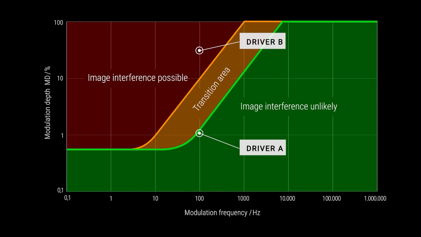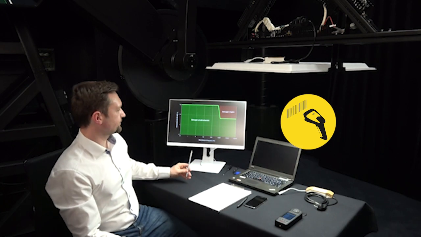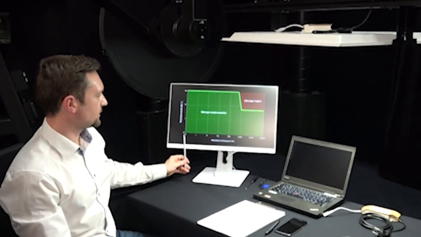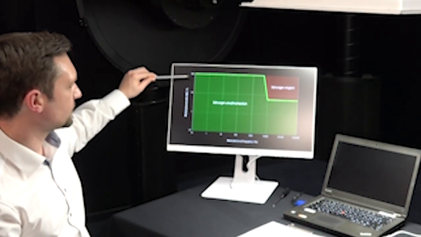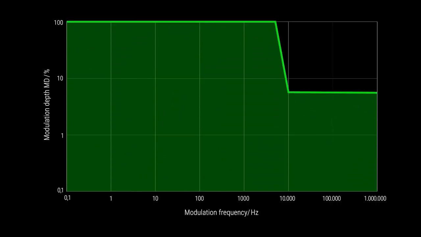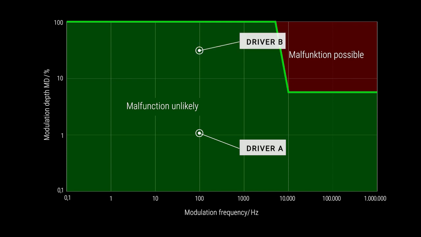As you can see from this chart, the ZVI also defines sections for the barcode scanner. Again, the modulation frequency is represented on the x-axis and the modulation depth on the y-axis. At 100 Hz, driver A shows a modulation depth of approximately 3%, meaning we are completely in the green area. Also, driver B at 100 Hz with 50% modulation depth is completely in the green area. That means both applications would work in the barcode scanner area.